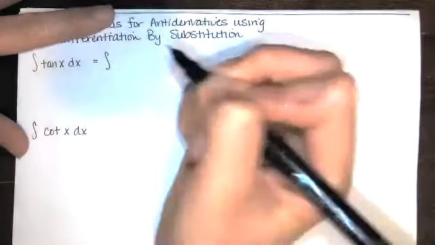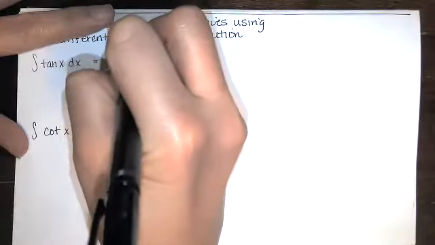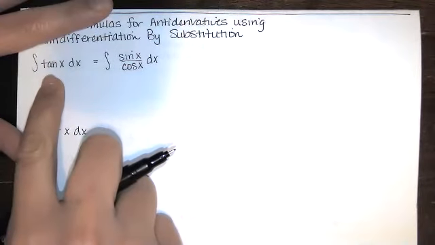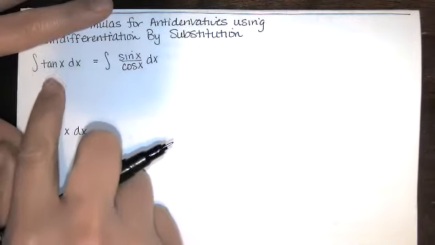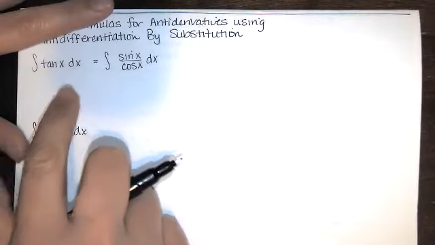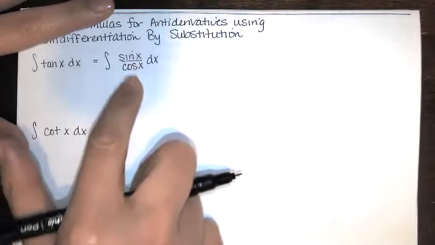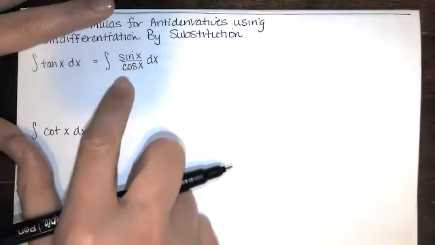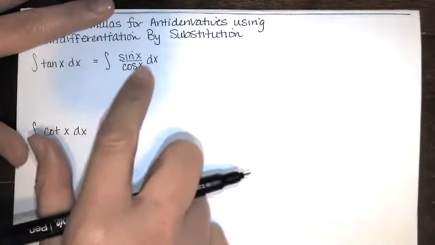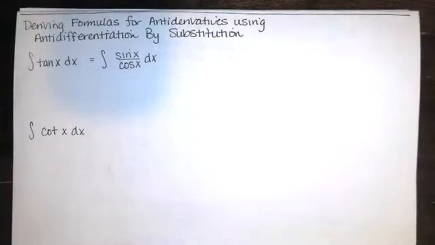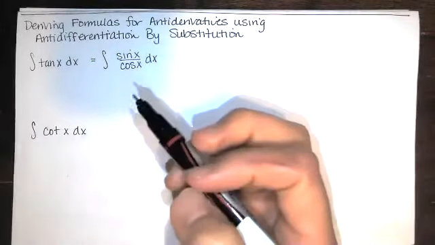Tangent, we all know, can be rewritten as sine of x over cosine of x. Now, we do have a rule for this on our sheet, but if you want to know where that rule comes from, it comes from u-substitution. So I write tangent of x this way. I see I've got a quotient. There are no quotient rules for antiderivatives, but I can use a u-substitution to evaluate this antiderivative. So in order to do that, I need to identify a u.